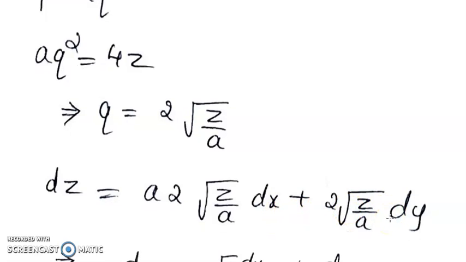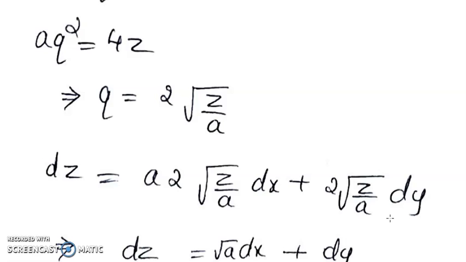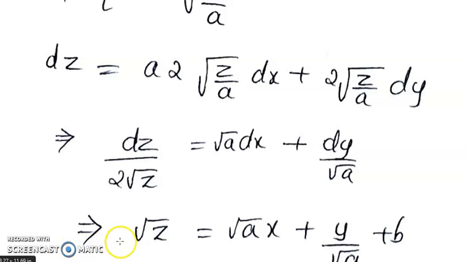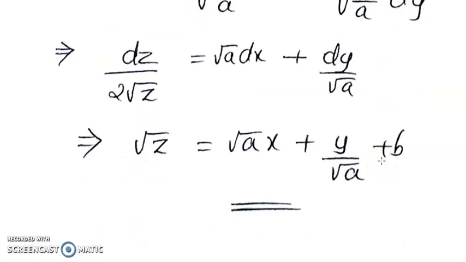So on integrating, take 2 root z to the left side. So dz by 2 root z equal to the remaining, root a dx plus dy by root a. On integrating that gives root z equal to root a x plus y by root a plus b. So this is the required solution.